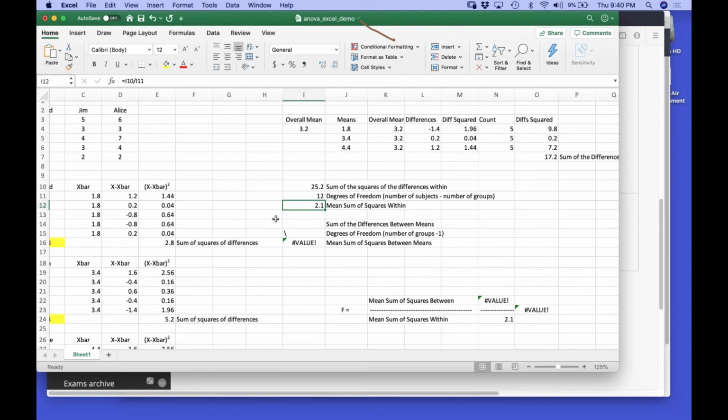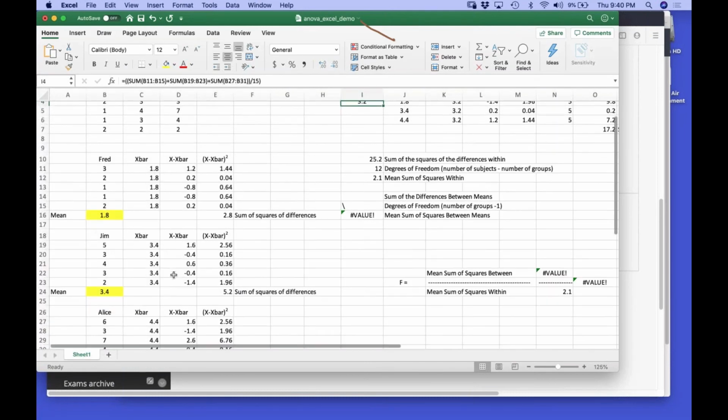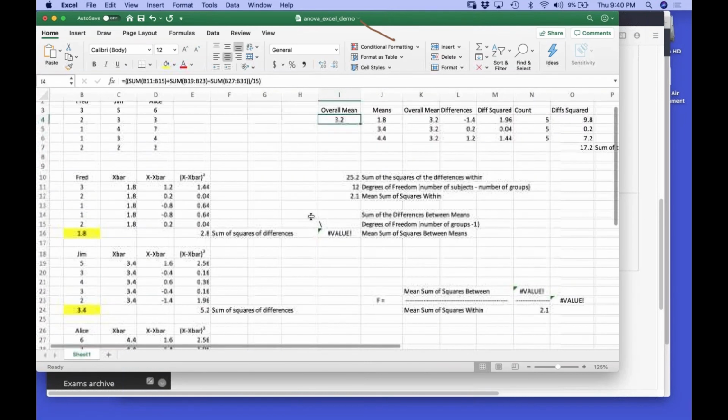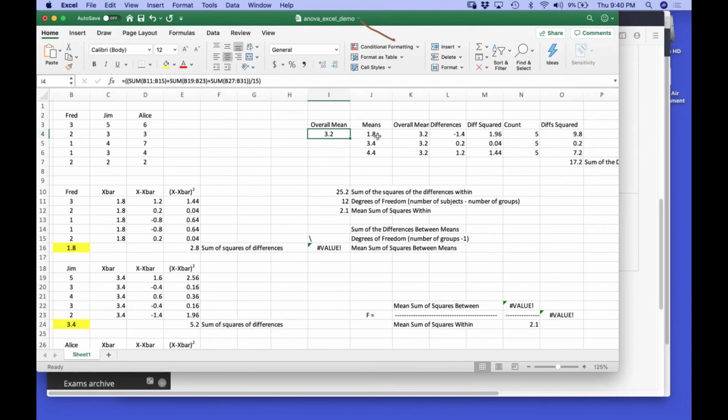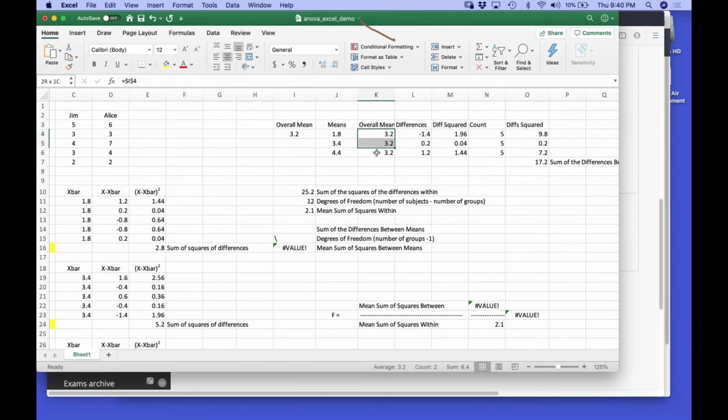So the overall mean is 3.2. Where did that come from? That came from the average of 1.8, 3.4, and 4.4. Right? So the average was 3.2. The individual means are 1.8, 3.4, and 4.2. So the overall mean is 3.2. So the differences between the individual means for each group and the overall average for all the groups is minus 1.4, 0.2, and 1.2. I squared the differences for each of those, and it's 1.96 and 0.04 and 1.44.